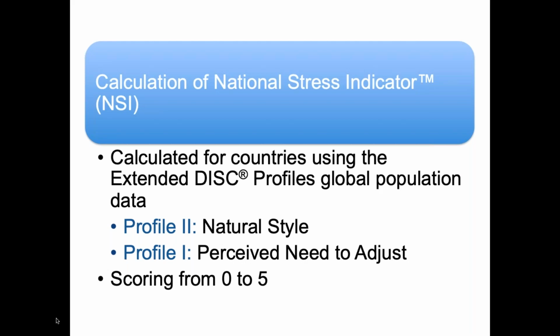We're looking at all the anonymous profile results of our Extended DISC users. Specifically, we are looking at indicators that we have identified where we can assign a score. So if you remember when we talk about our profiles, profile 2 is your natural behavioral style, which we define as your most natural behavioral preferences. How do you prefer to go about the day without external pressure? Whereas profile 1, your perceived need to adjust, is how you feel you need to adjust in response to the pressures you feel in your current environment.